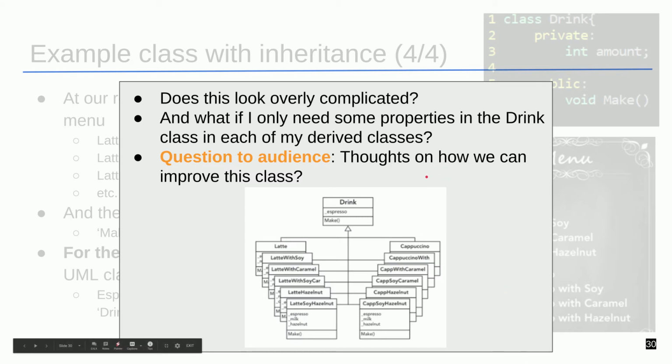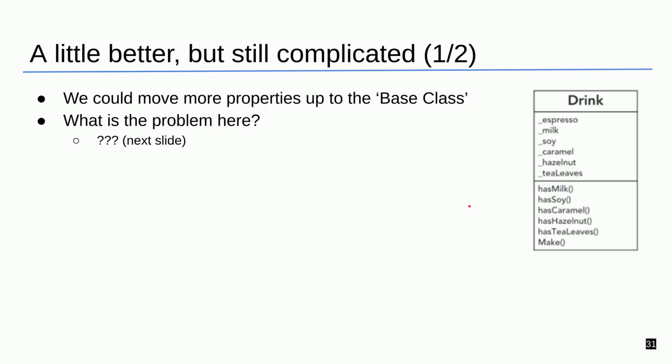Okay, so hopefully you had some time to think about that and pause the video. But better in this scenario might mean less complicated, maybe fewer classes being derived from the same base class. So certainly we can try to simplify things here. We could do something like this, where we just have one drink class, and then we have all these different types.